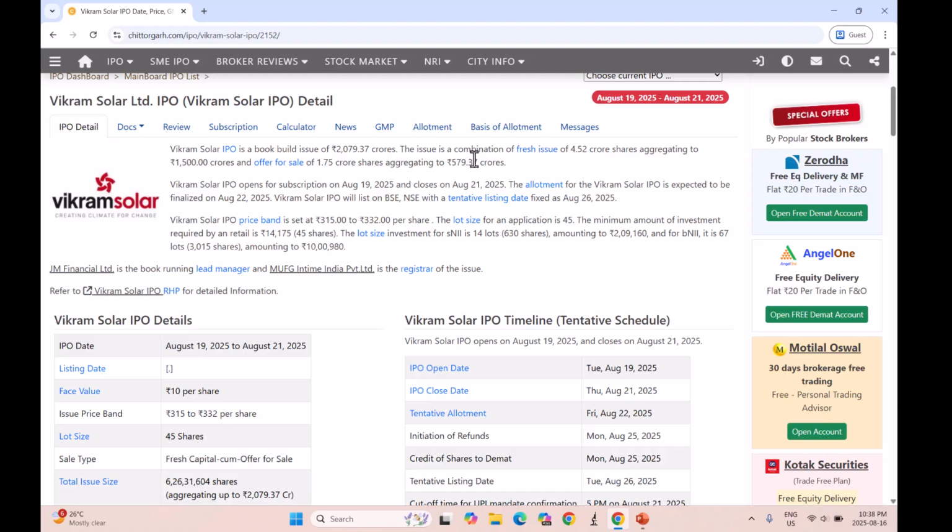And also the issue is a combination of fresh issue. If you do not know the meaning of the term, you can just put your cursor there. It will show what the fresh issue means. The fresh issue refers to a company issuing new shares to raise fresh capital. Also, there will be an offer for sale of 1.75 crore shares aggregating to 579 crores. So it is a combination of both fresh issue as well as offer for sale.